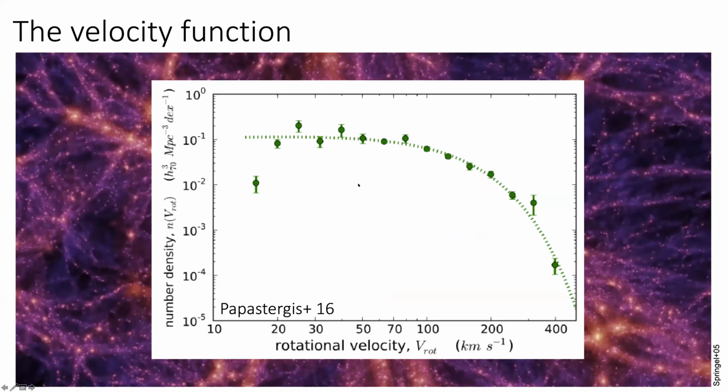So to start, the velocity function is a property of the local galaxy population. It's the number density of galaxies of a given rotation velocity as a function of that rotation velocity. So you can sort of think of it as an analog to the luminosity function. Now, because we're talking about rotation velocity, I'm going to restrict what I'll discuss today to local disk galaxies. And I'm going to also restrict the talk to the H1 rich galaxies or gas rich galaxies. So I'm going to talk about the H1 velocity function specifically.